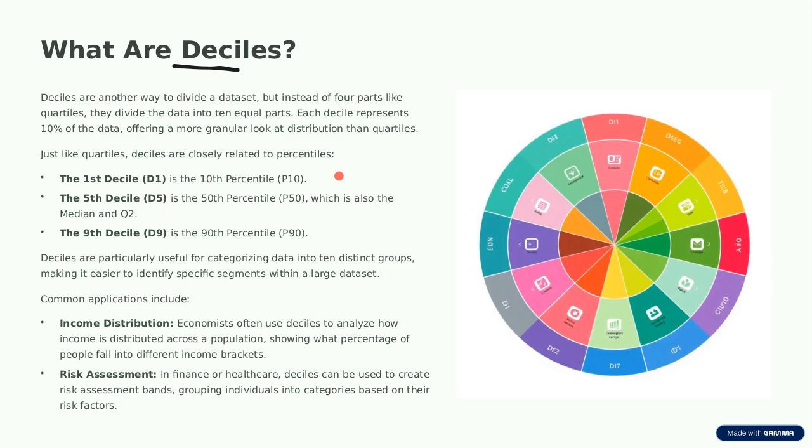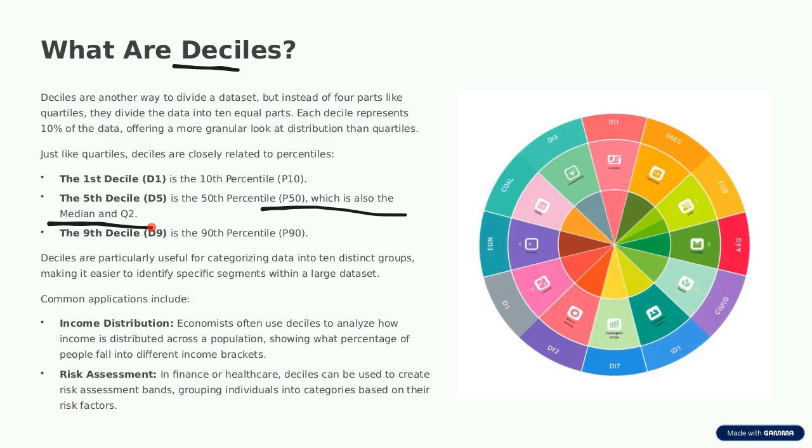That's correct. So out of 100 data points, if you want to divide them into deciles, you are going to have 10 deciles in all, and in each decile you are going to have 10 data points. So 10 times 10 is 100 data points. The first decile is the 10th percentile. The fifth decile, which is D5, is the 50th percentile, which is P50. You see how they are related. P50 is the median and also the second quartile.